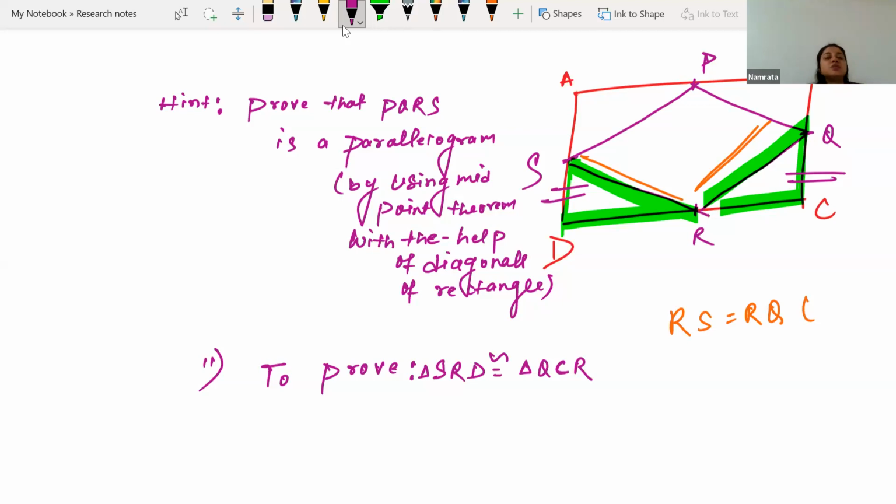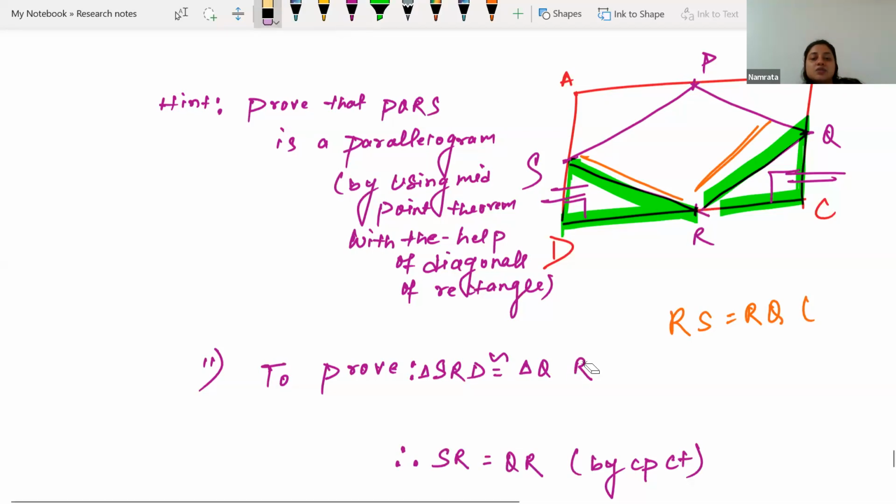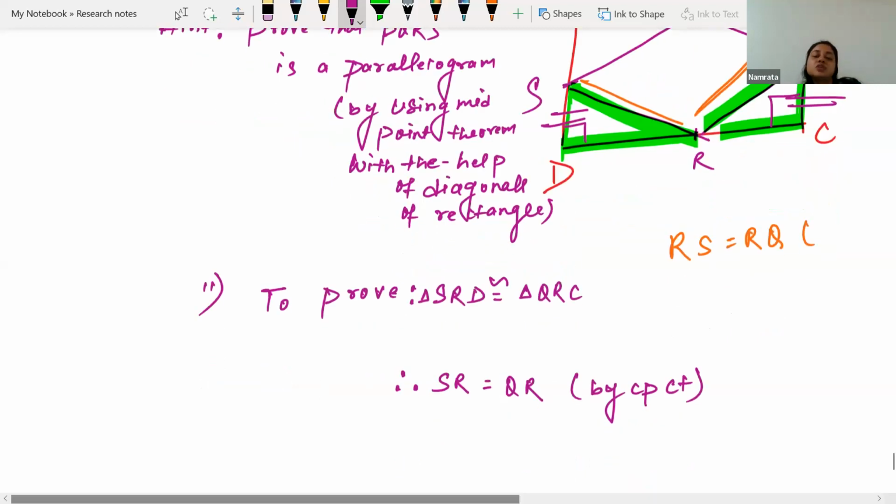This way you can use the information to prove that both triangles are congruent. Here 90 degrees, there also 90 degrees, since it was a rectangle. That too you can use for proving the congruency. So prove the congruency, and therefore we will get SR equals QR by CPCT. Let me write the name of the triangle properly, because here the name is not proper. It will be QRC. SR and QR are the same by CPCT, and then we can say that it's a rhombus.